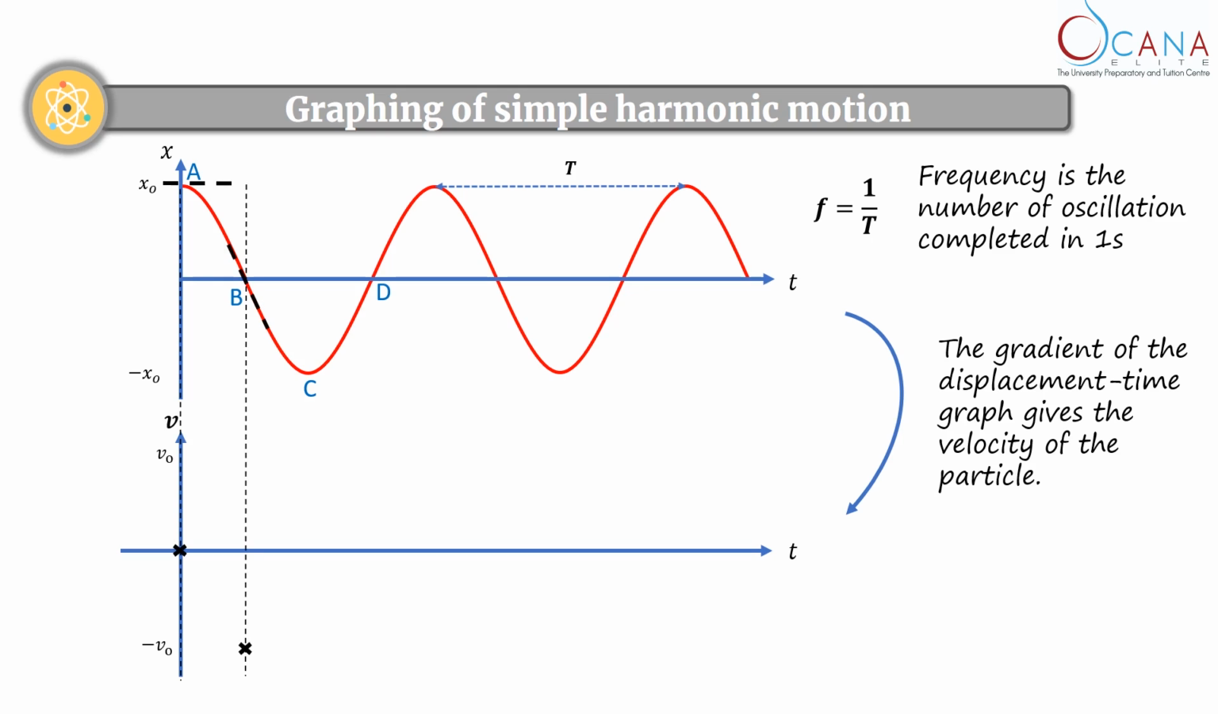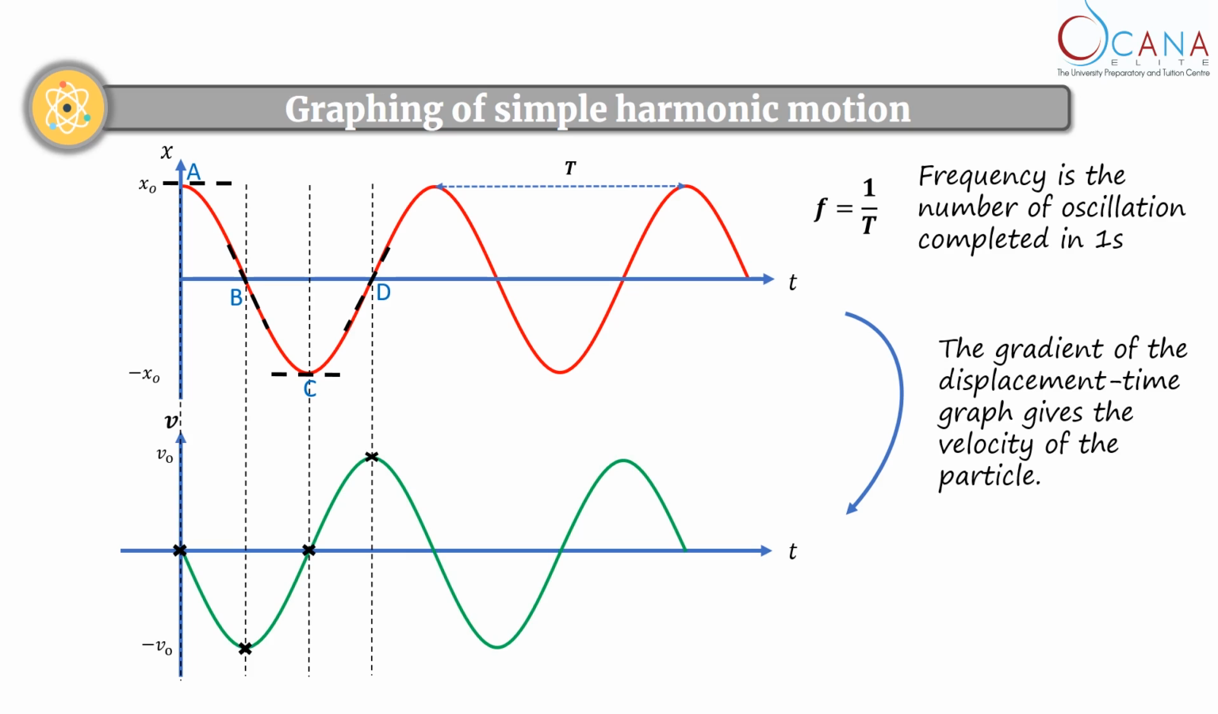At point B, it is the negative maximum gradient. Therefore, in the velocity-time graph, we expect that point to have a negative maximum velocity. Then at point C, the gradient is 0, therefore it has 0 velocity. And at point D, there is a maximum positive gradient, so in the velocity-time graph there should be a maximum positive velocity. By repeating this method, we can get more points, connect all of them, and get the velocity-time graph.